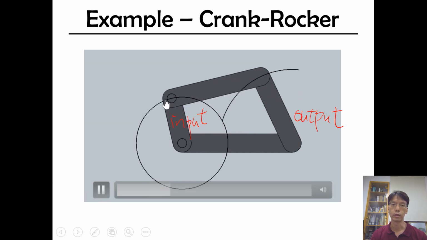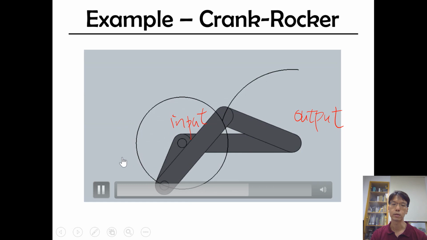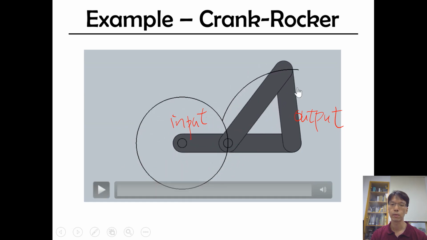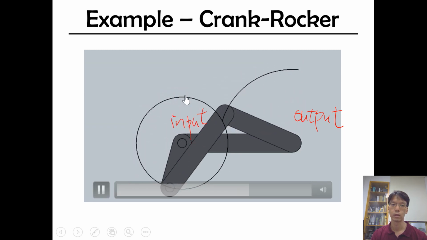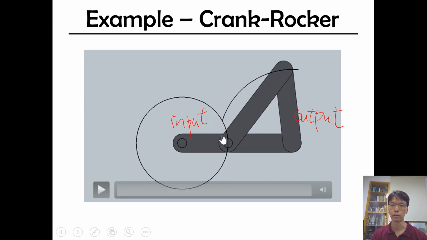So we can see the video. The input is going to do a circular motion, and the output is swinging. So that's the trajectory of the output link. That's the trajectory of the input link. You can see through this mechanism, we can transfer a circular motion into a swinging motion. So this mechanism transfers motions from circular into swinging.